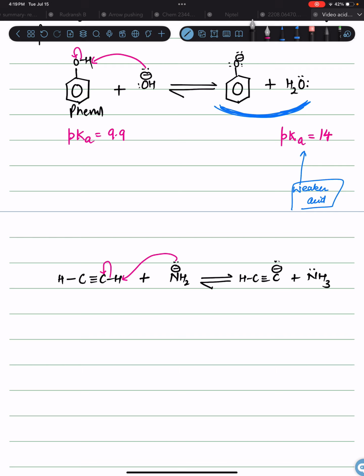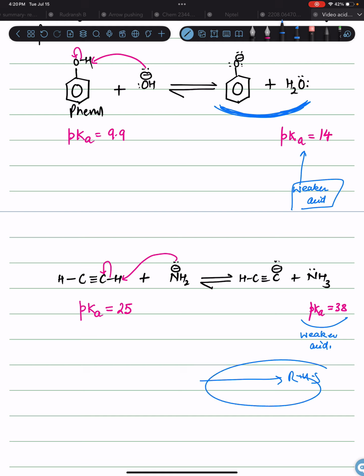Now to predict which side would be favored, whether the equilibrium would be more towards the right hand side or the left hand side, we need the pKa values. The pKa value of acetylene, which is acting as an acid, is 25, while the pKa value for ammonia is 38. A larger pKa value means a weaker acid, and that is what is favored in an equilibrium. So the equilibrium would be more towards the right hand side or product side.